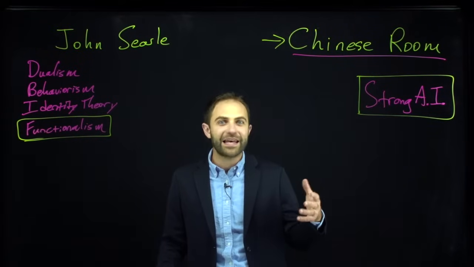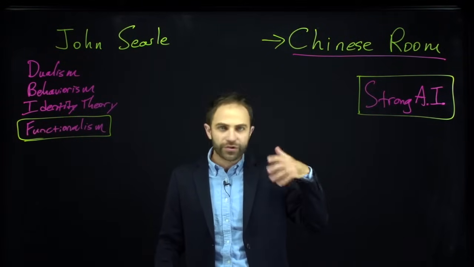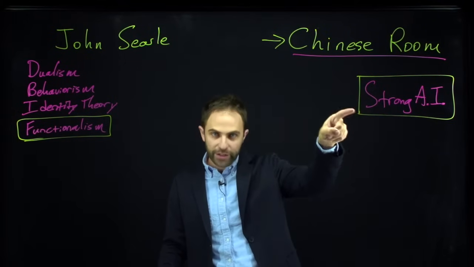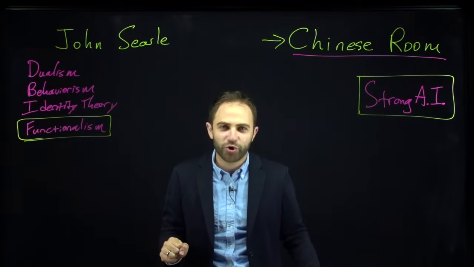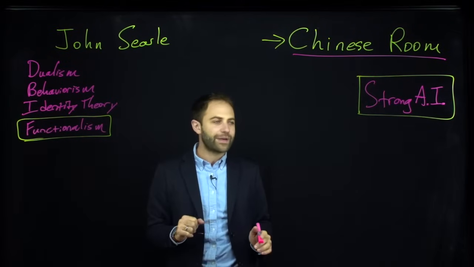This is just him saying that there really are scholars, theorists, researchers, whatever, who actually believe in strong AI. Here's what he says. Herbert Simon of Carnegie Mellon University says that we already have machines that can literally think. There is no question of waiting for some future machine, because existing digital computers already have thoughts in exactly the same sense that you and I do. Well, fancy that. Philosophers have been worried for centuries about whether or not a machine could think, and now we discover that they already have such machines at Carnegie Mellon.